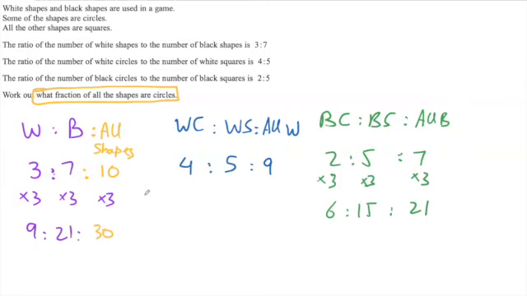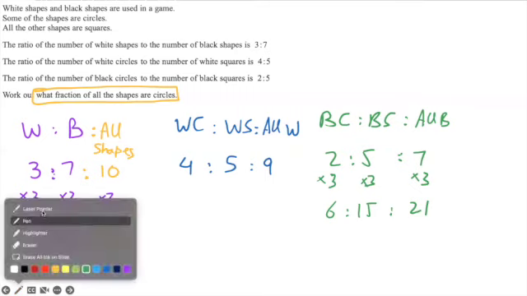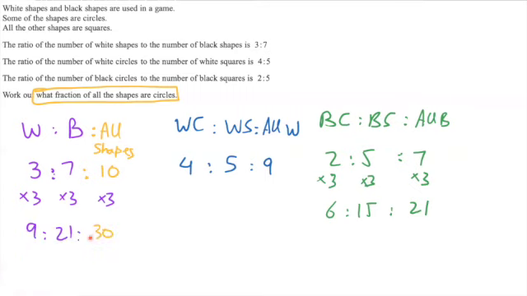Now let's take a look at all 3 ratios. So if we have 30 shapes in total, 9 of them are white. And out of these 9, 4 are white circles. Okay, so 4 of the 9 white shapes are circles. Okay, and let's take a look at the black one. So if we have 30 shapes in total, 21 are black. And if 21 shapes are black, then 6 of them are circles.